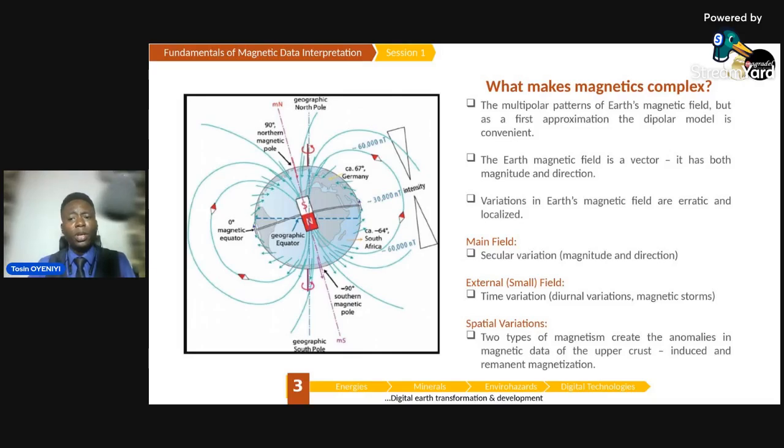When I talked earlier about the variations in Earth magnetic field, there are time variations and there are also spatial variations: variation with time and variation with distance, in space. The main field is that field that is generated from the core of the Earth, and there is a variation that is also associated with this main field, which is called the circular variation, and that is the variation in the magnitude and direction of this main field.